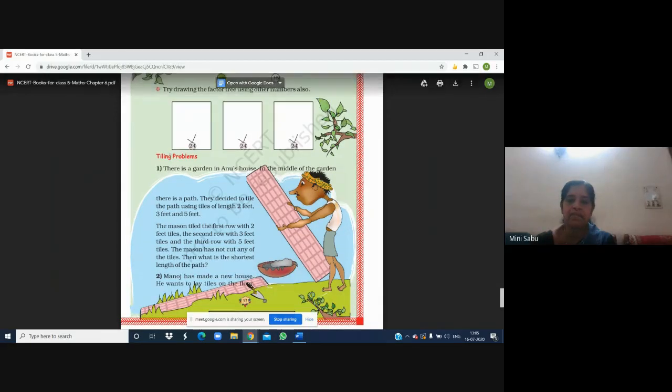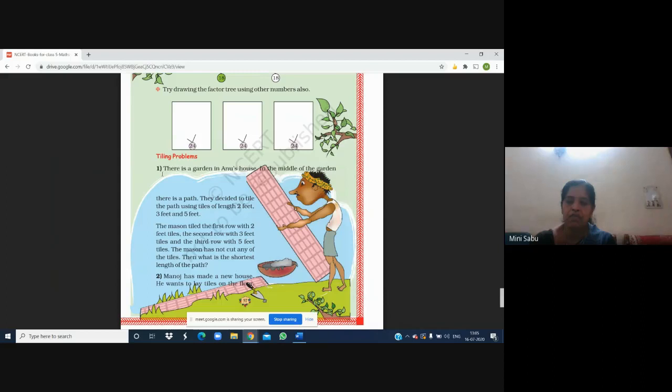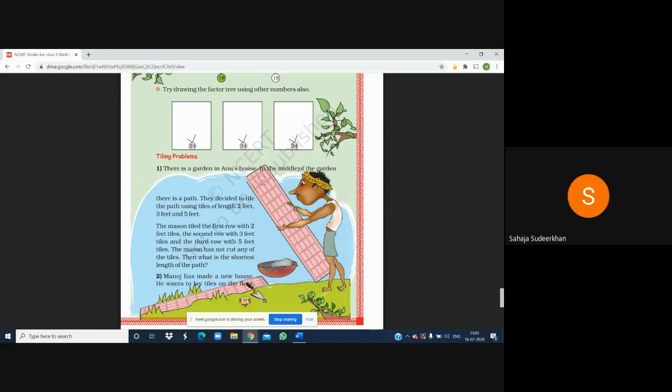Now there are some tiling problems. Tiling, and you know we used to put tiles on the floors. And this is some of that type on the path also, pavements. This type of question it is. There is a garden in Anu's house. In the middle of the garden there is a path.